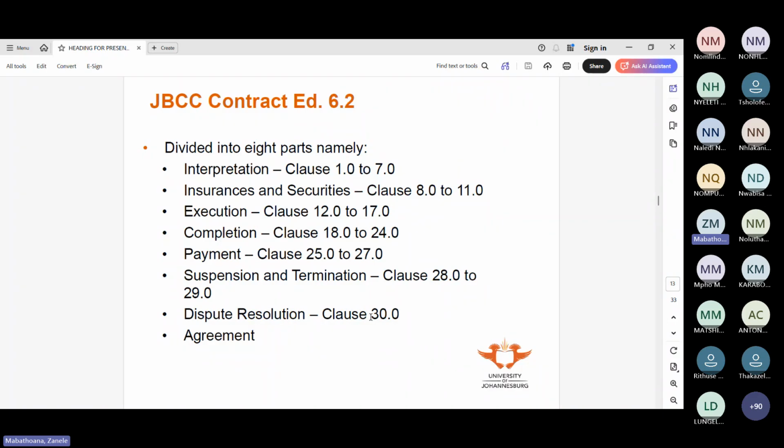So when you look at the JBCC contract, it's divided into 8 parts. So you have clause 1 to 7, which is your interpretation clauses.